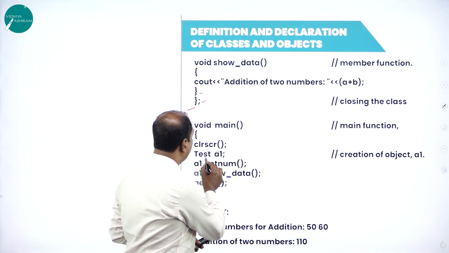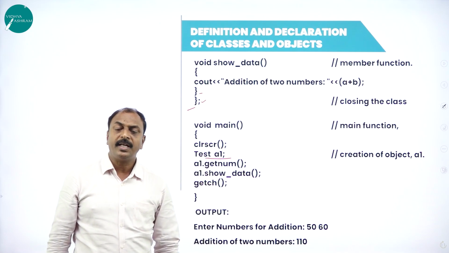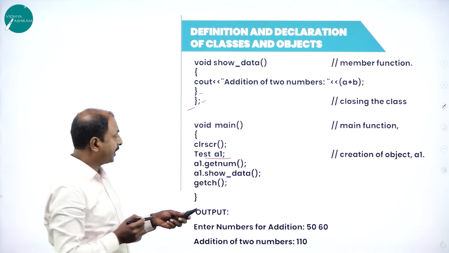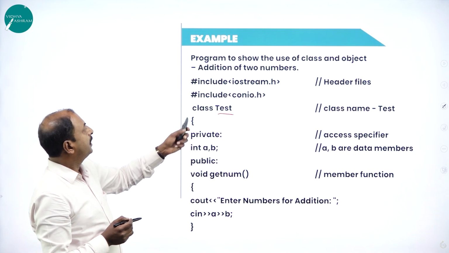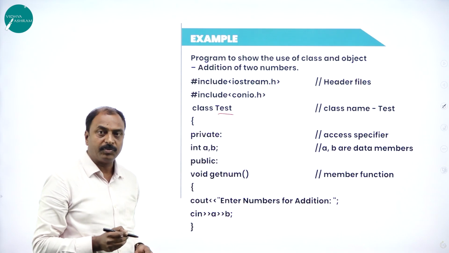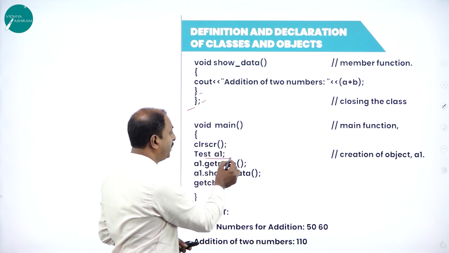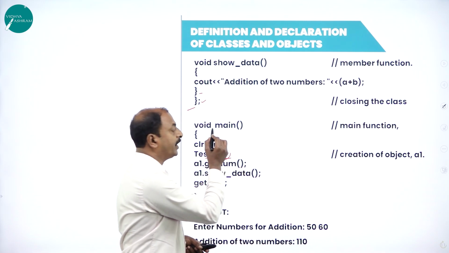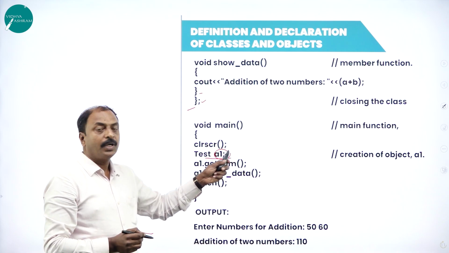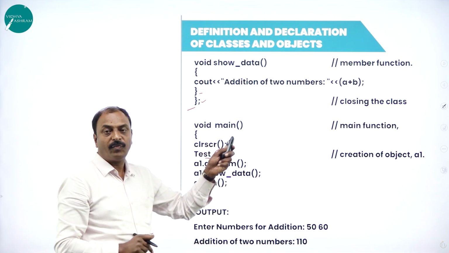Now this is the place where the first step inside void main will be to create an object of a class. Here, test is the name of the class. Observe this. The syntax would be test space A1. Here A1 is an object of the class test. So this is the first step: we have to create an object of a class inside the main function.